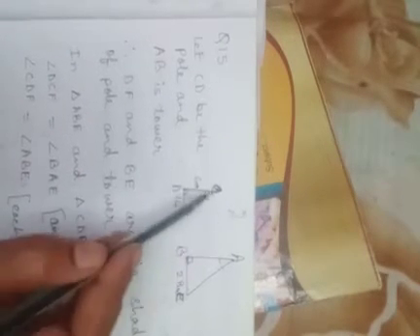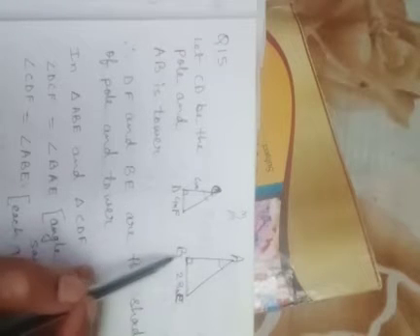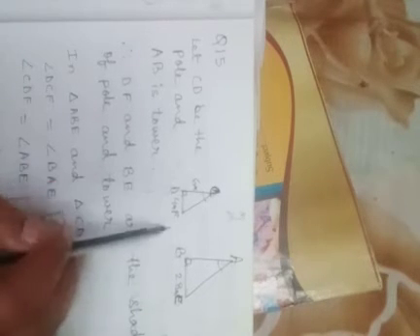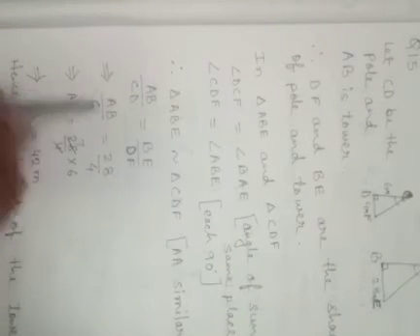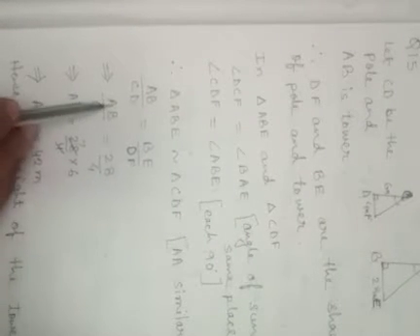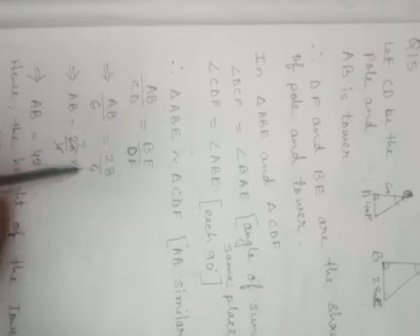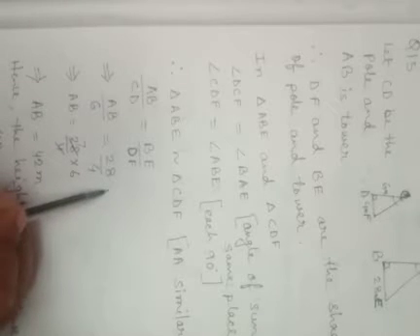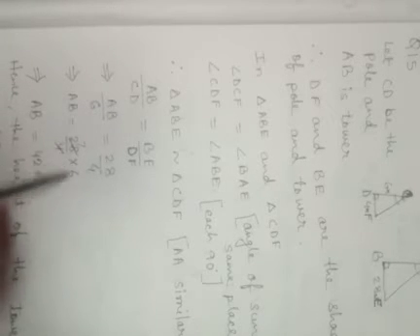So we can say that triangle ABE is similar to CDF by angle similarity criterion, and as these two triangles are similar, their corresponding sides will be in the same ratio. So CD by AB or AB by CD is equal to BE by DF. Now putting the value of CD, BE and DF, we will get AB by 6 is equal to 28 by 4. So now bringing this 6 to the right hand side, AB is equal to 28 into 6 by 4.